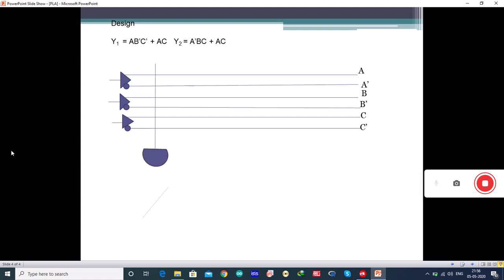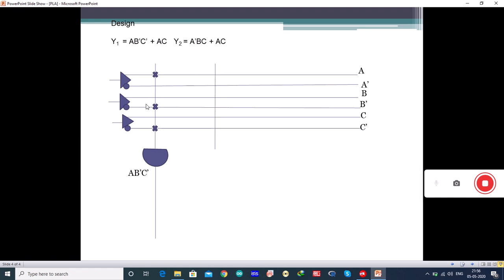This is the AND gate for the first minterm A, B bar, C bar. How do we draw this? First you need to give the connection at A. So this is for A and you will give a connection here A. Next is for B bar. So you can say this is B bar. You will give a connection here for B bar and C bar. So this is how you will get A, B bar, C bar.